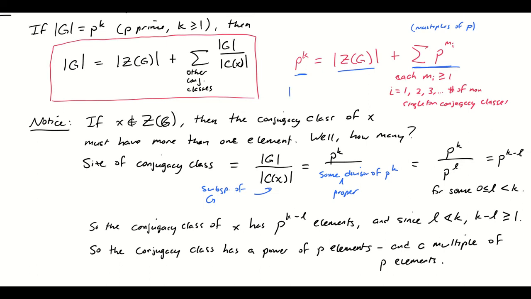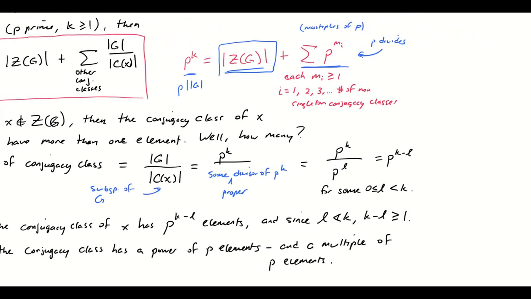But certainly P divides this number. We're assuming, of course, that K is not 0, so this is a multiple of P. So P divides the order of G, and P divides all of this. I'm just going to say P divides all of this. So that means P has to divide this in order for this equation to work out. So P must divide the order of the center of G.